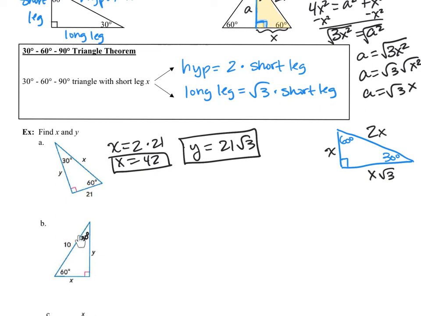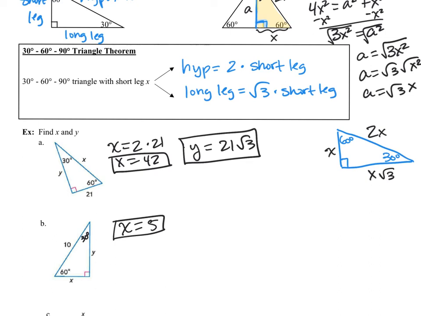Since we know the hypotenuse is twice the measure of the short leg, if we knew the short leg, we'd double it to get the hypotenuse. So to go the other direction, if I know the hypotenuse and I want the short leg, all I have to do is take half of it. So our short leg would be 5.